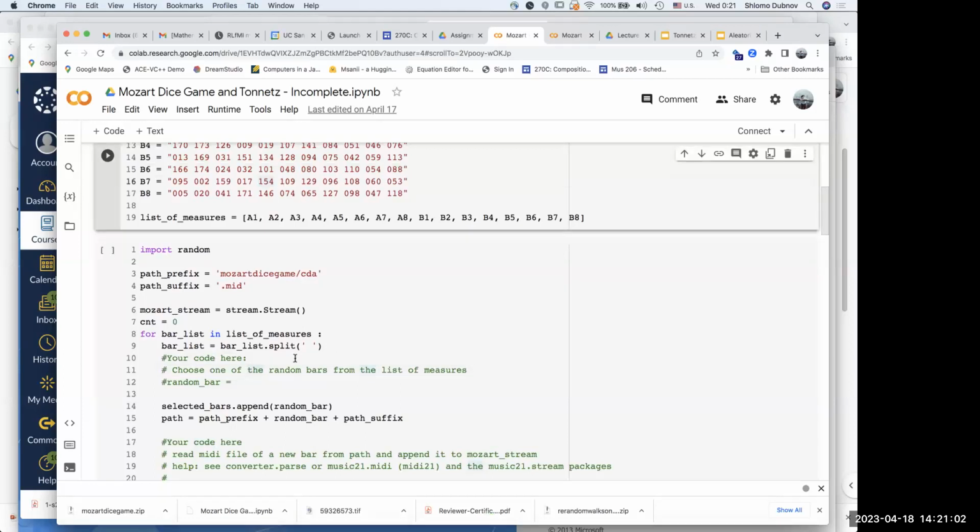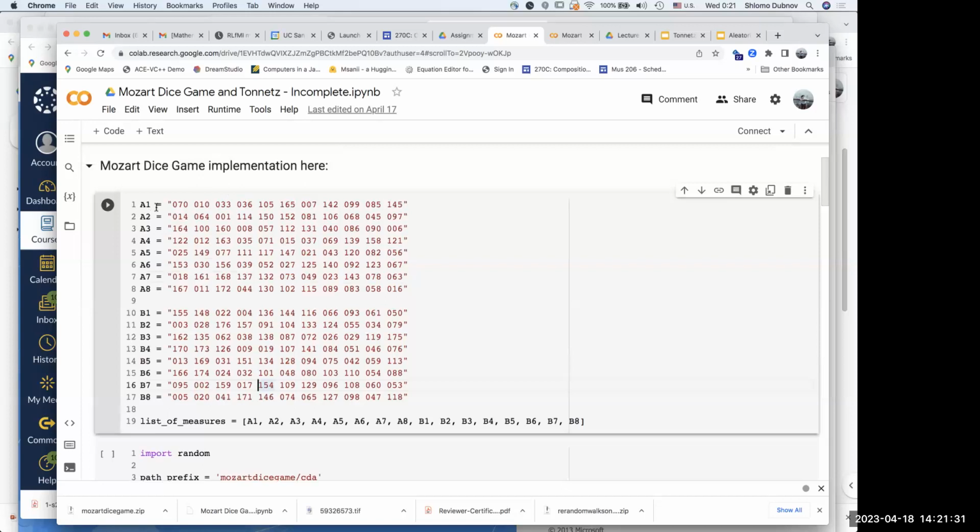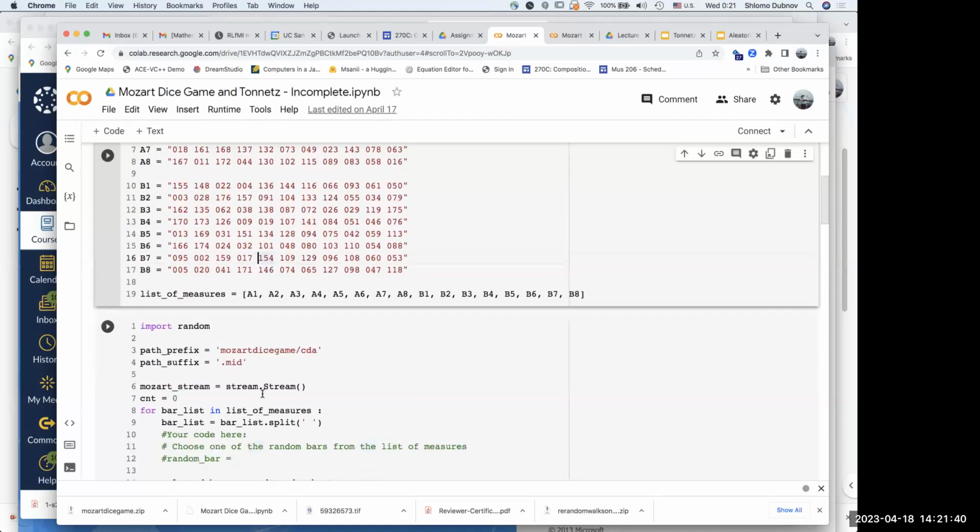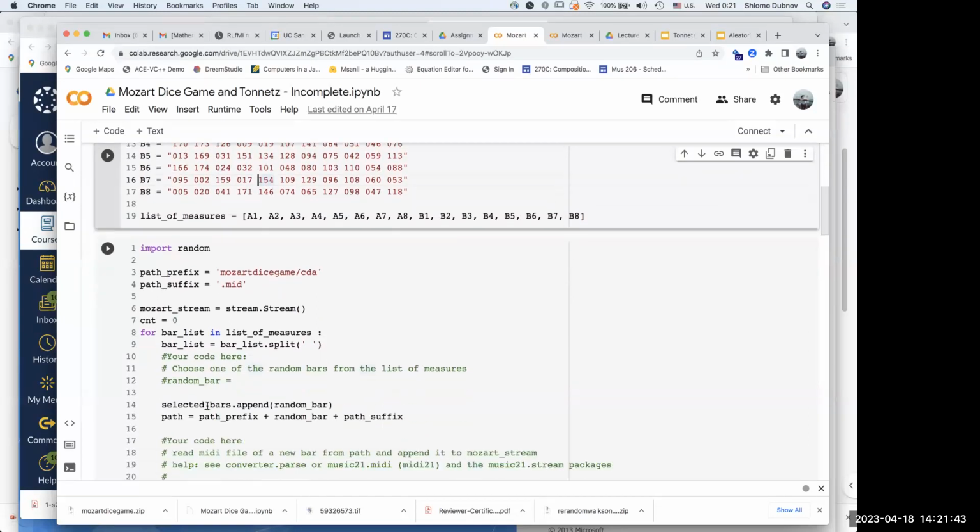So basically what you have here is an array, okay? And you have to choose by using the random library. You can look up, do help on random, and find a way. And we'll actually talk about random later on in the class. You choose one of these, okay? So depending on which bar or which measure you are, in A1, you'll choose one of these numbers. In A2, you'll choose one of these numbers, basically by selecting an entry in this bar list, okay?